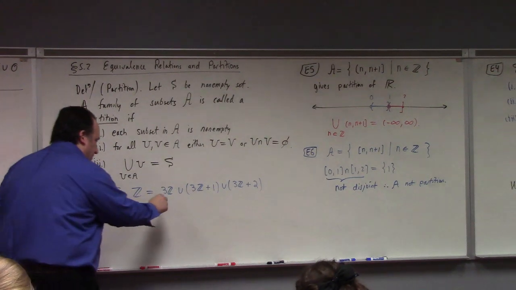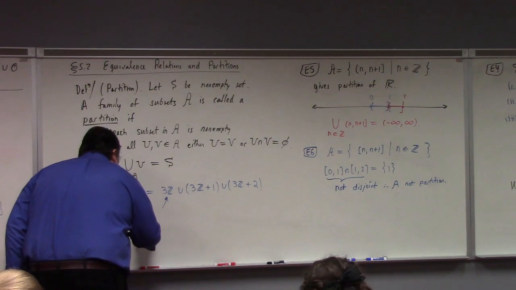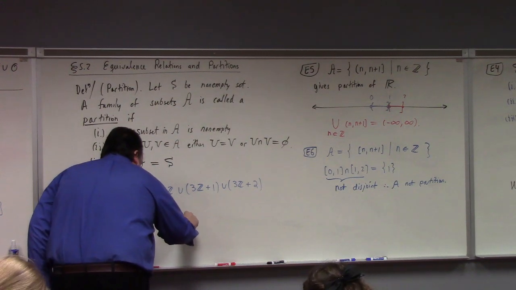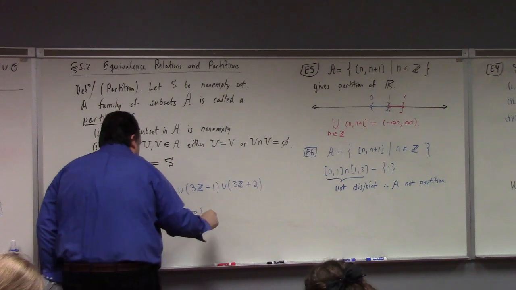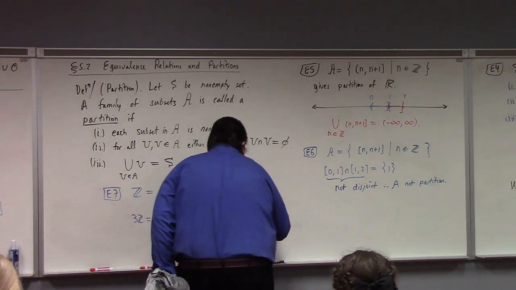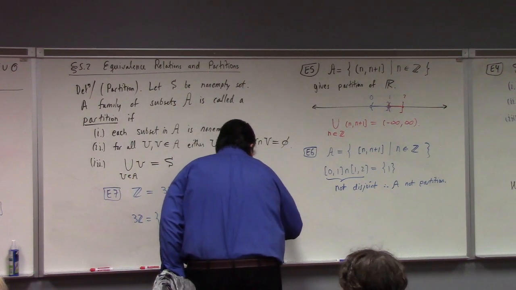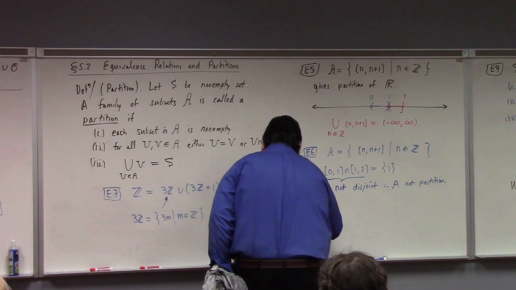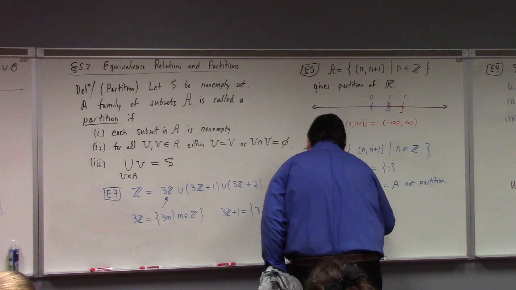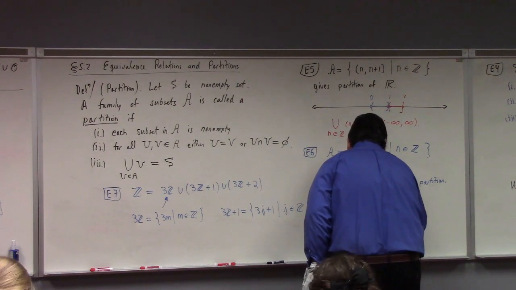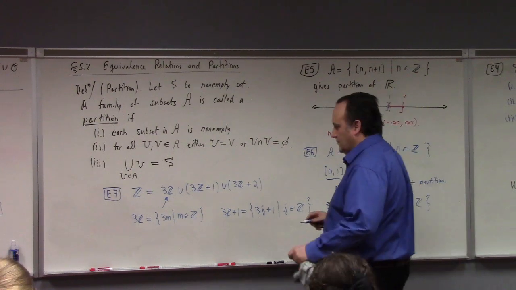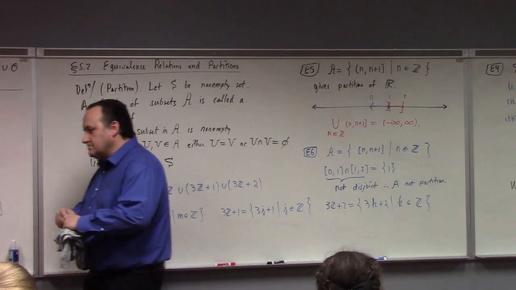So 3Z, what I mean by that is things of the form 3m such that m is an integer. And 3Z plus 1, what does that mean? We're talking about 3j plus 1 such that j is an integer. And 3Z plus 2, we're talking about a set of the form 3k plus 2 such that k is an integer. Do these form a partition?